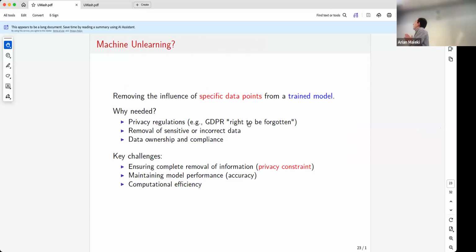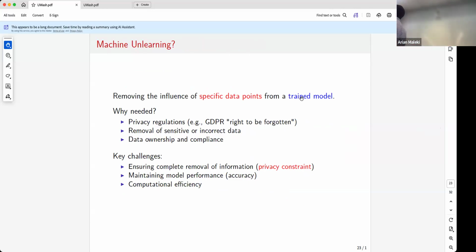So let me tell you a little bit about machine unlearning. What is machine unlearning? As I mentioned before, the idea is that we want to remove the influence of specific data points on the trained model. And the main reason is privacy regulations, right?